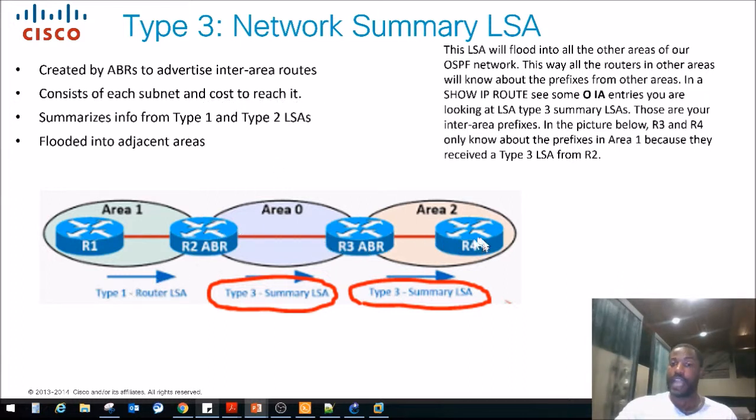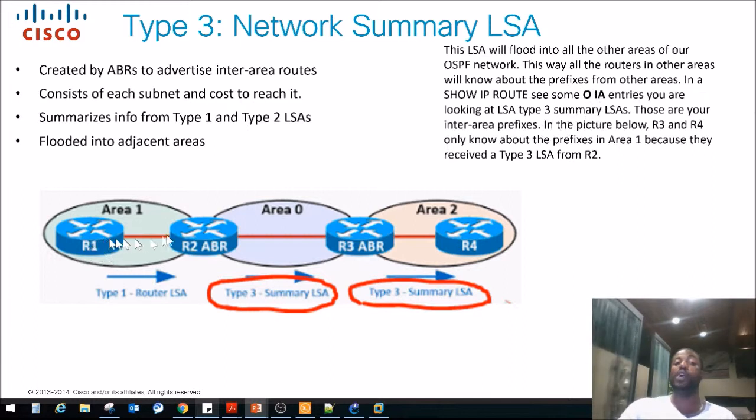So how does router 4 know about area 1? Well, he gets that information from a Type 3 LSA, which summarizes the info from Type 1s. Type 1s don't go into other areas, right? So in other words, in order for router 4 to get information about area 1, he needs to receive a Type 3 LSA. That's the purpose of these. When you do a show IP route, you'll see OIA right next to the route. I'll fire up GNS3. We may take a look at some of those.